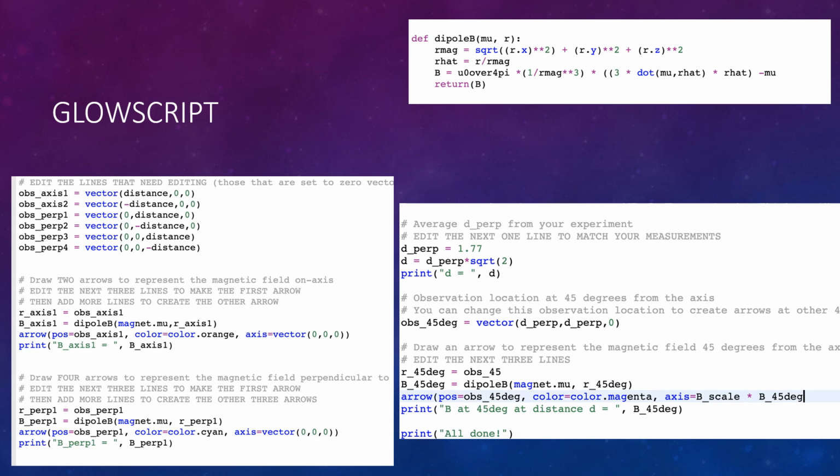Now we're going to go over our GlowScript code. This code includes a function for magnetic field, which yields a magnetic field at a particular location in the presence of a dipole. Also, we have four observation locations, two perpendicular and two on-axis locations. This is very important because the code calculates the magnetic fields corresponding to each of them. To get the magnetic field and the magnitude at the observation location at 45 degrees with our axis as a reference, a perpendicular value had to be inputted into the dipole function.